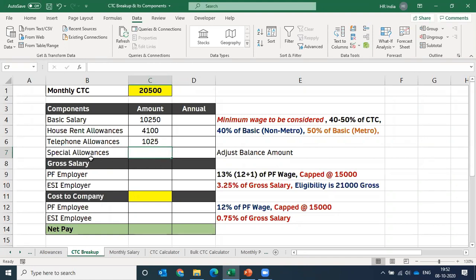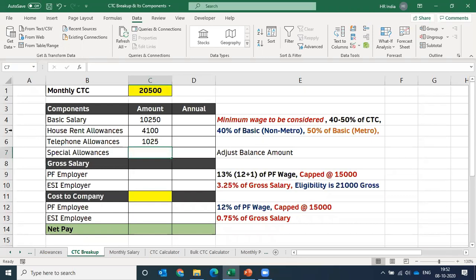I'm going to tell you why I'm keeping the special allowance cell blank, because I want this cell to be the adjusting cell. So when I calculate the CTC amount, it should match what we were looking for, this 20,500 CTC. After the calculation, this CTC amount should match this figure. If it is not matching, we need to do some adjustment in this salary structure. For that purpose only, I'm keeping this special allowance cell blank, right?